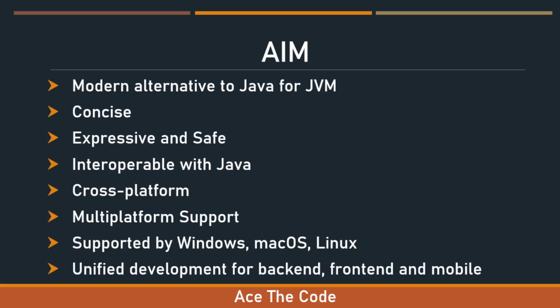So the first aim of introducing a new language, which is nothing but Kotlin, was to have a modern alternative to Java for JVM. The language should be concise. We should have minimum coding efforts to write some code. Language should be expressive and safe. Language should be interoperable with Java. It should be cross-platform.